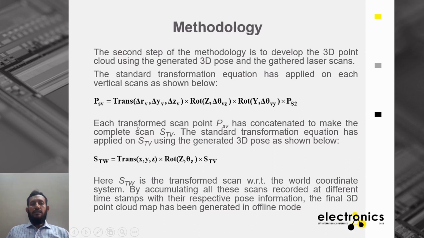Then all these horizontal frame of reference points accumulate in a single vector, which we call STV. And STV is then transformed into the global frame by using the current pose information, which we have accumulated using the 3D point cloud.